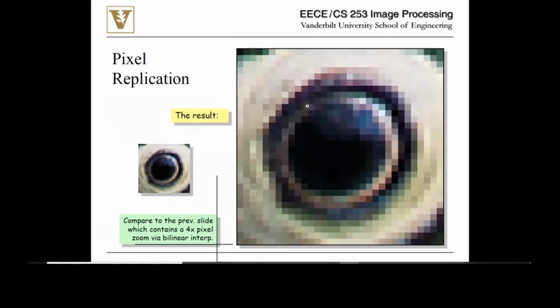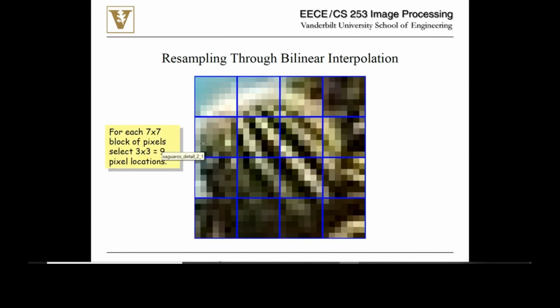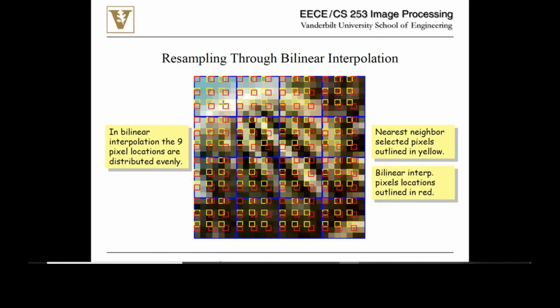Then, let's compare with the image we had of the cactus, where we made the reduction by a factor of 3/7. This was the approach of the nearest neighbor interpolation, where we were taking our samples from the yellow points. Now with the bilinear interpolation, we are taking the samples from the red points. Those are the fractional coordinates that we want to evaluate.